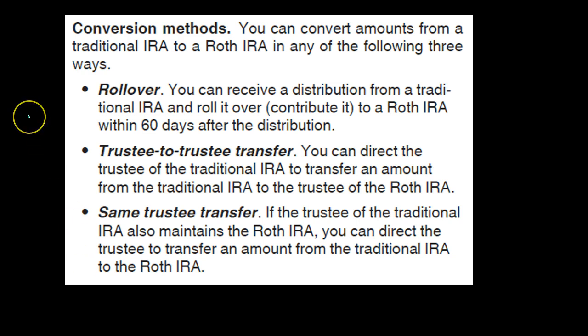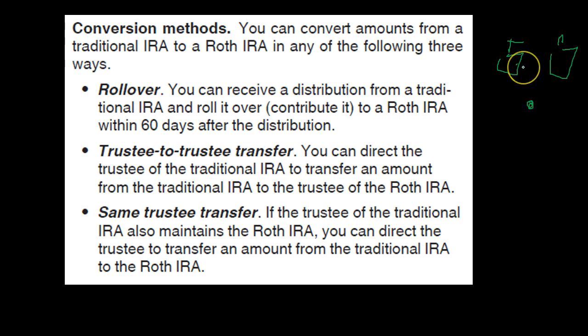First way, rollover. You can receive a distribution from a traditional IRA and roll it over, contribute it to the Roth IRA within 60 days after the distribution. So again, we have these two types of accounts. We've got the traditional, we've got the Roth. Here's where the money is, there's where we want it to go, and here's us. We're the taxpayer down here.